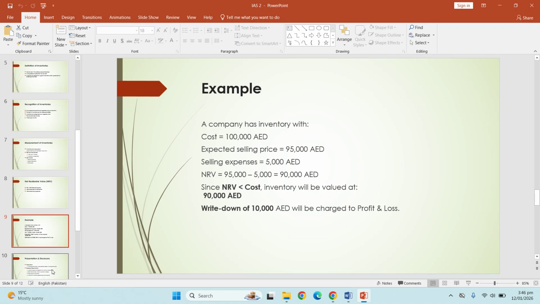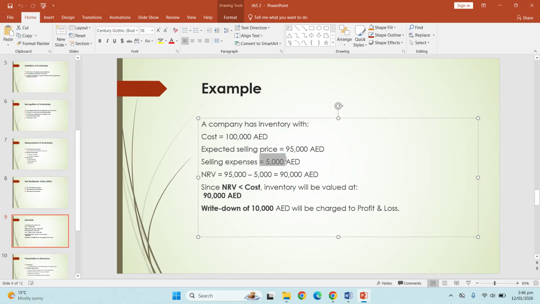Here's the example. Let's suppose an inventory cost is 100,000 AED, and its expected selling price is 95,000, and the selling expense is 5,000 AED. Now we have to calculate NRV, that is 95,000, that is the expected selling price, minus 5,000, that is the selling expense. So we get NRV equals 90,000 AED.